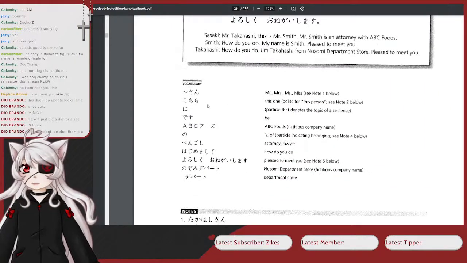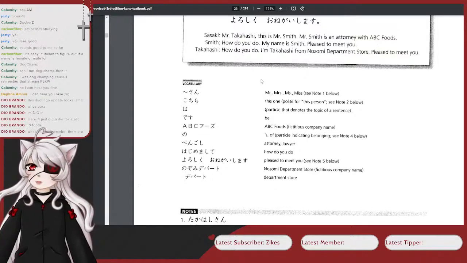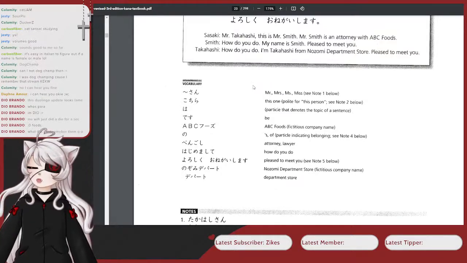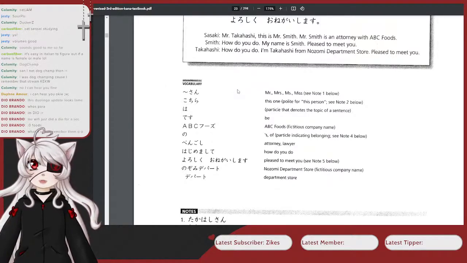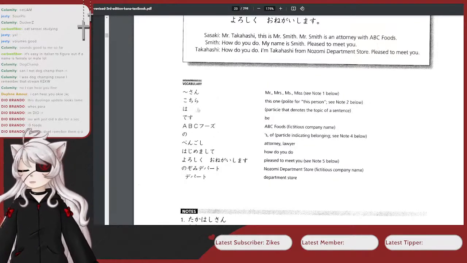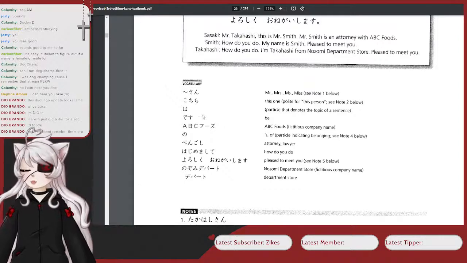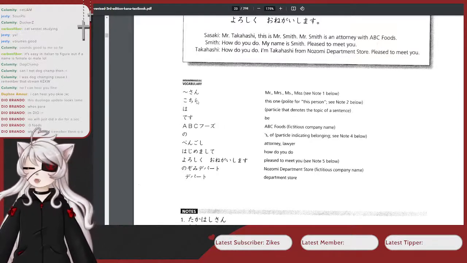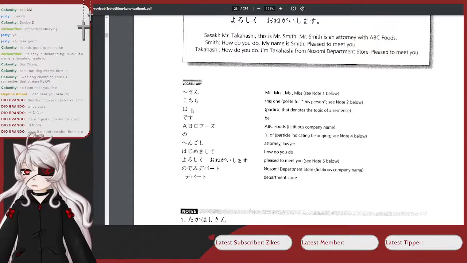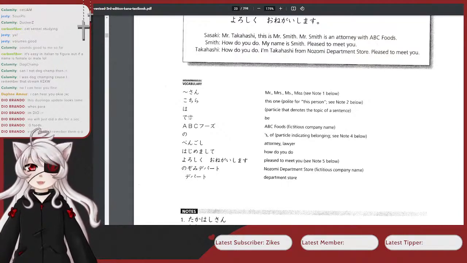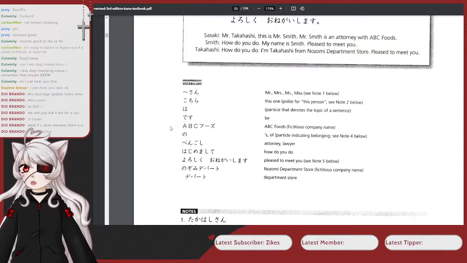And then they have all the vocabulary here. So san, obviously, I love san. Honestly, Japanese really have it all figured out. You use san for literally anyone. Doesn't matter if they're married or not, or if they're a boy or a girl or whatever. Or if you can't tell, you can just use san. San works for everyone.